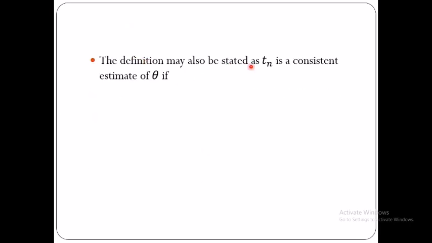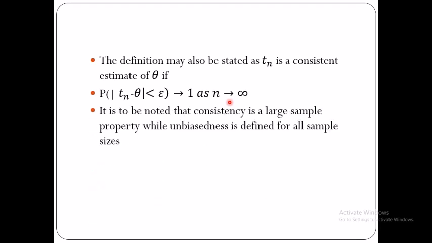So the definition can also be stated as: Tn is a consistent estimate of theta. Usually you get problems like checking whether a particular statistic is a consistent estimate of the parameter. So by definition, or if we generalize, Tn is a consistent estimate of theta if the probability that the difference between the statistic and the parameter is small tends to 1 as n tends to infinity, or as n becomes large.